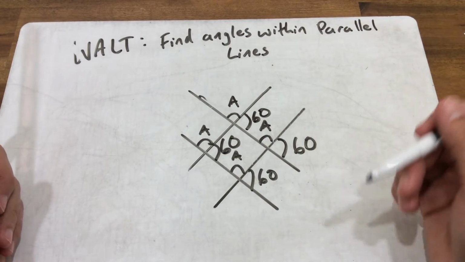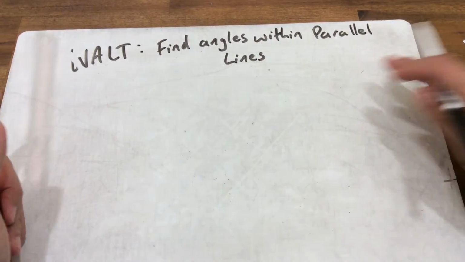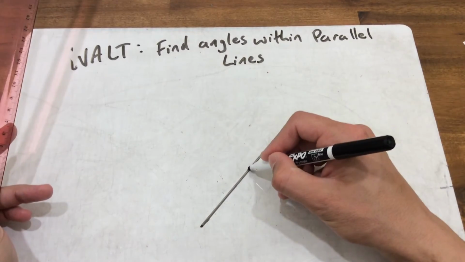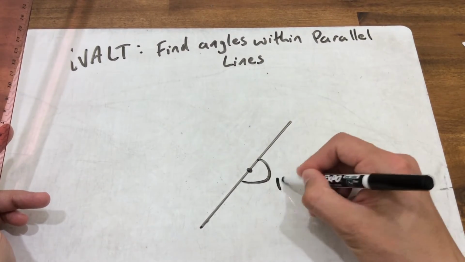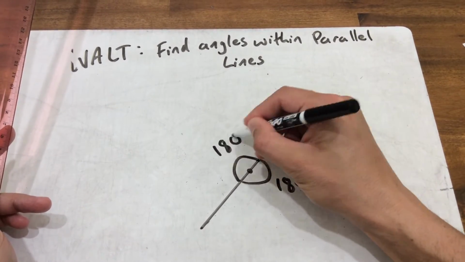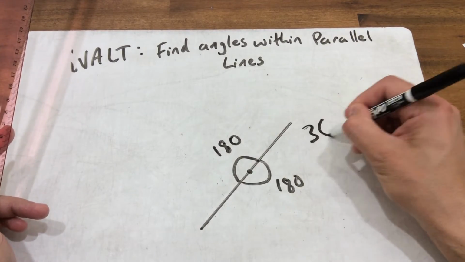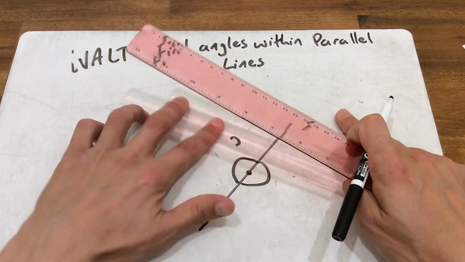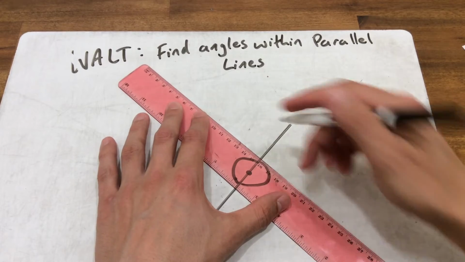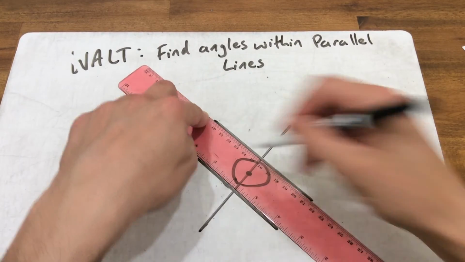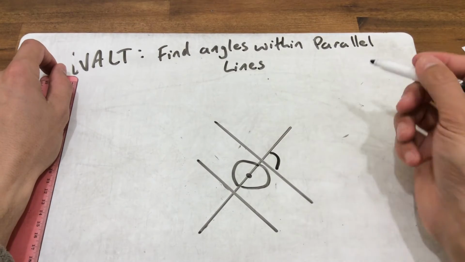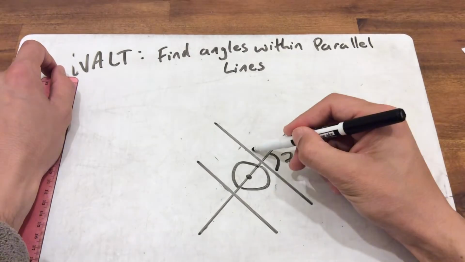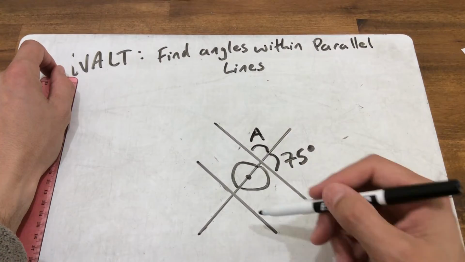So we should also know our knowledge about straight lines. So the straight line is 180 degrees, isn't it? So if that's my point, that's 180 degrees. The other side is 180 degrees, and 180 plus 180 makes a full circle of 360 degrees. So if I intersect that line with two parallels, I call this one here 75 degrees, and that is A.